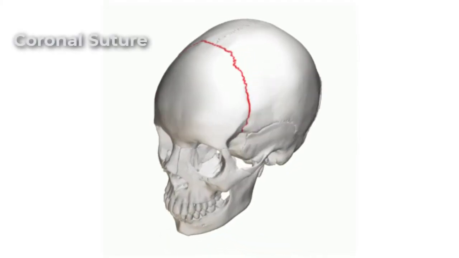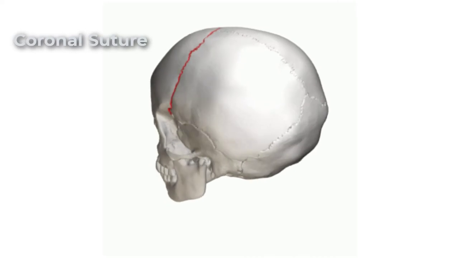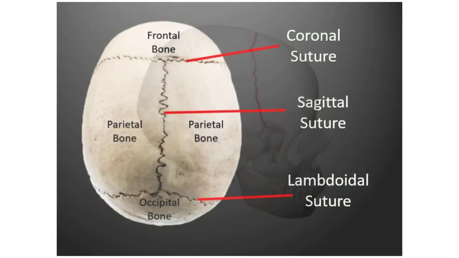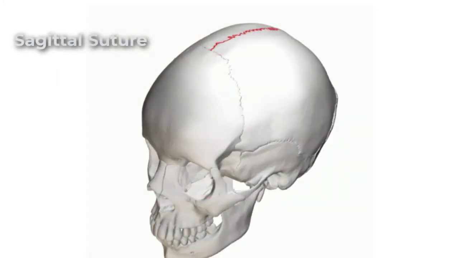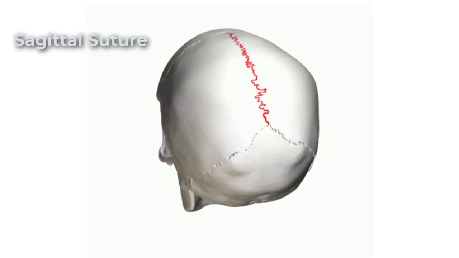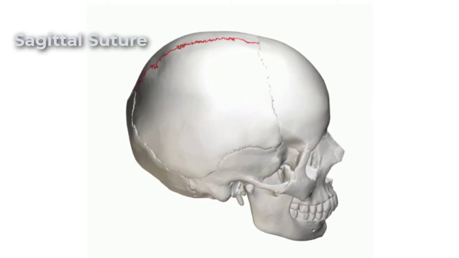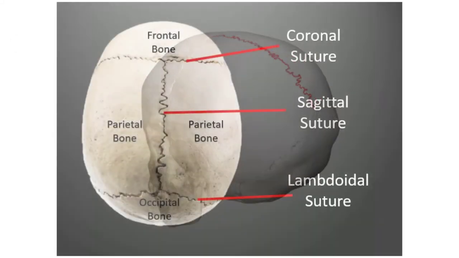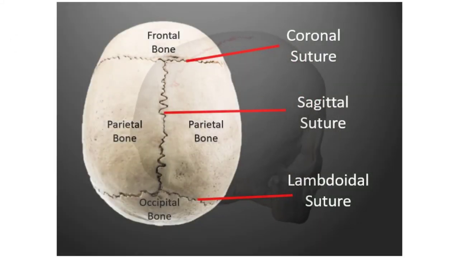The coronal suture runs from side to side across the skull within the coronal plane. It joins the frontal bone to the right and left parietal bones. The sagittal suture extends posteriorly from the coronal suture, running along the midline at the top of the skull in the sagittal plane. It unites the right and left parietal bones.